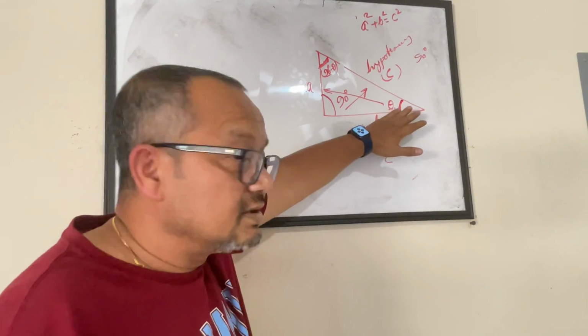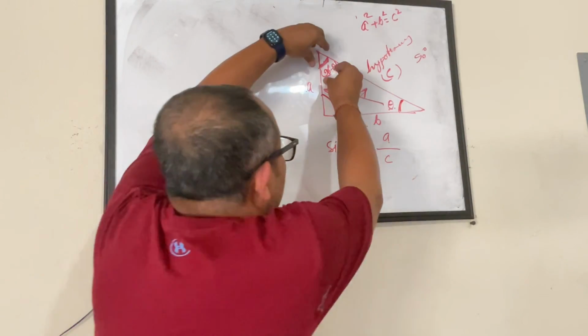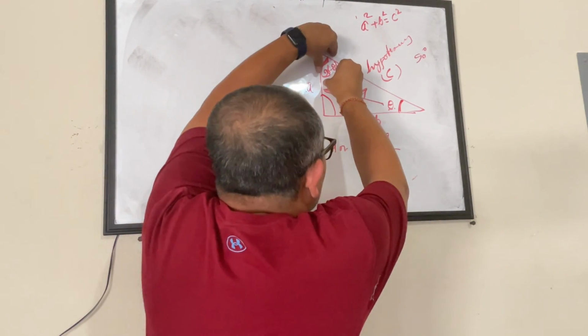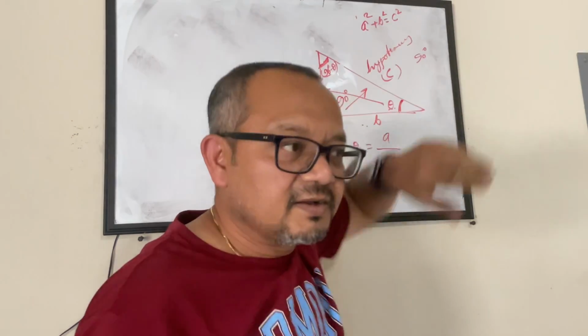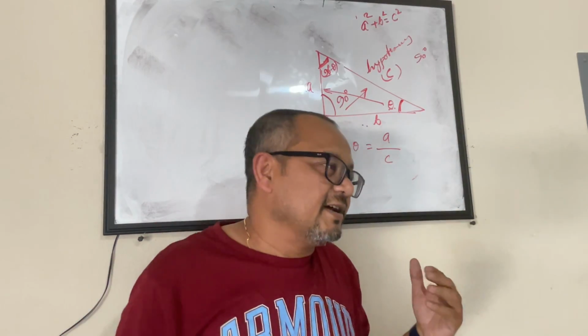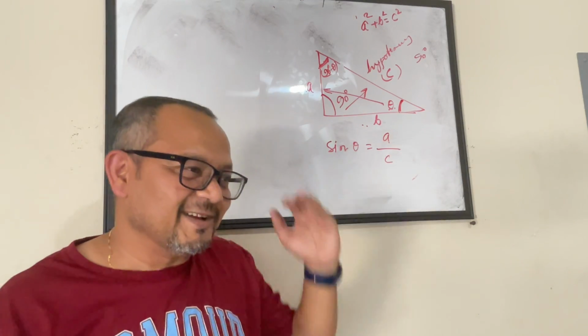Sine of theta, if I take this as my angle, what will be the sine of this? It will be the side opposite of this, B divided by C. Okay? I'm just holding it a little slow. I'll come to that.